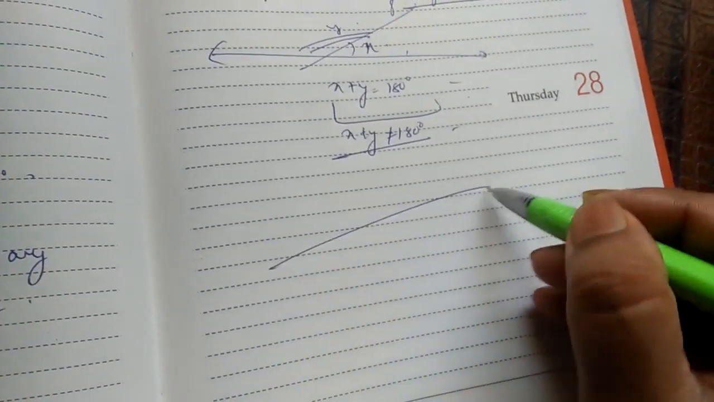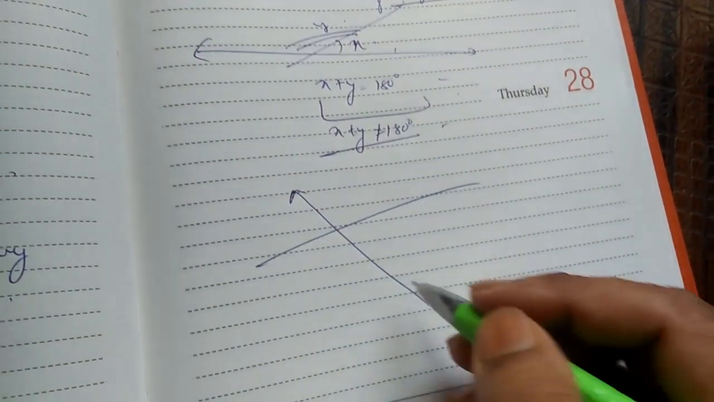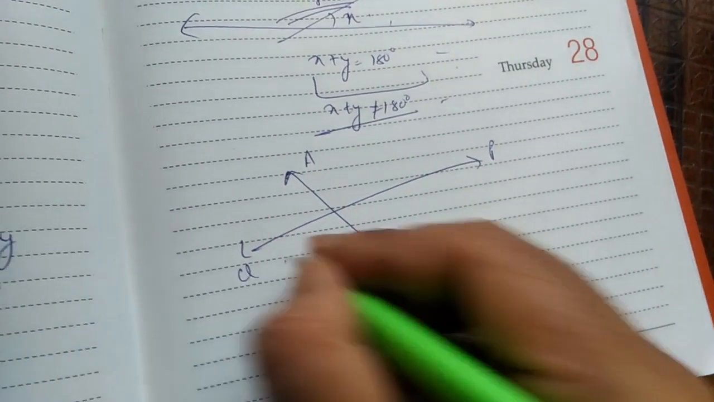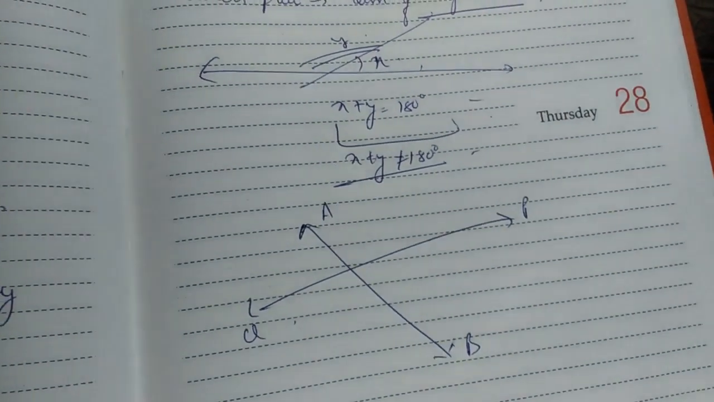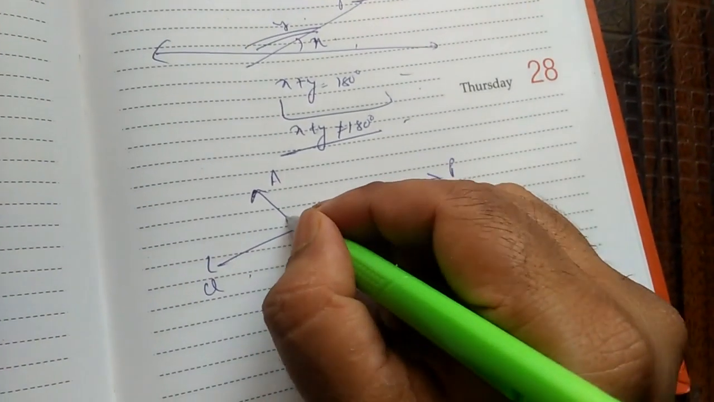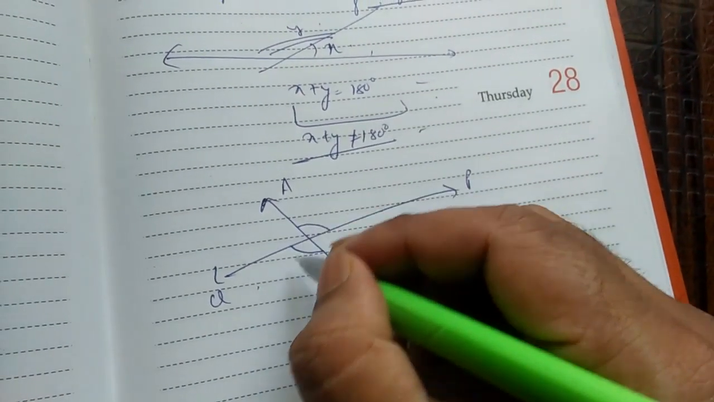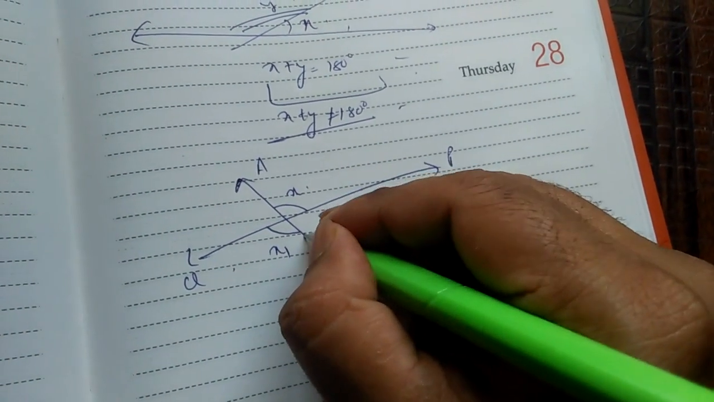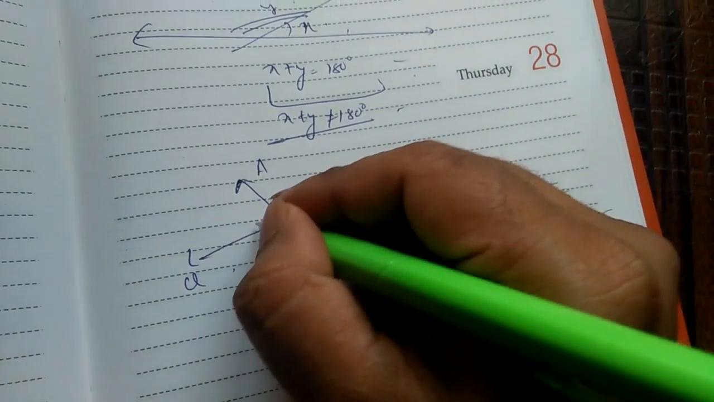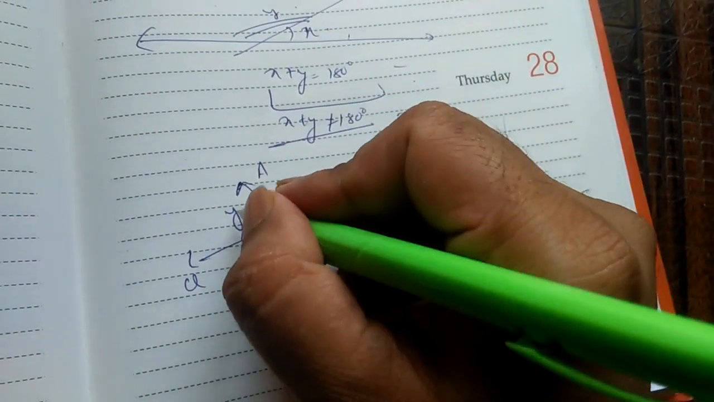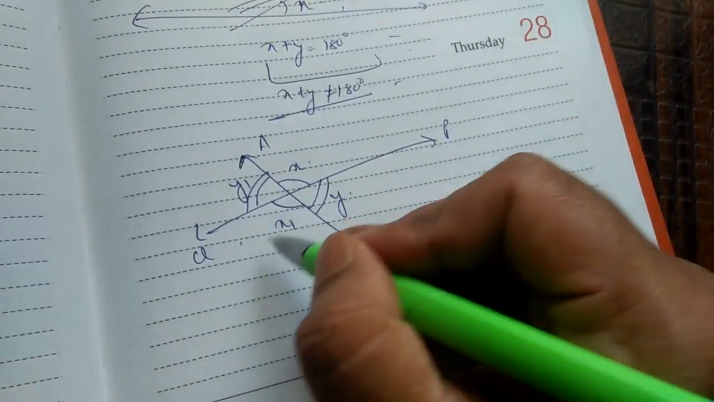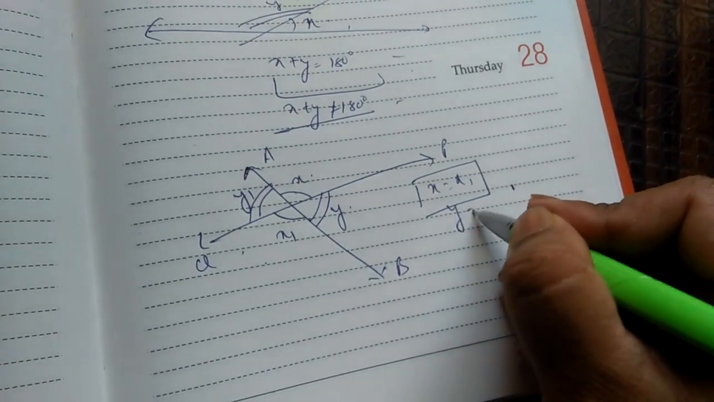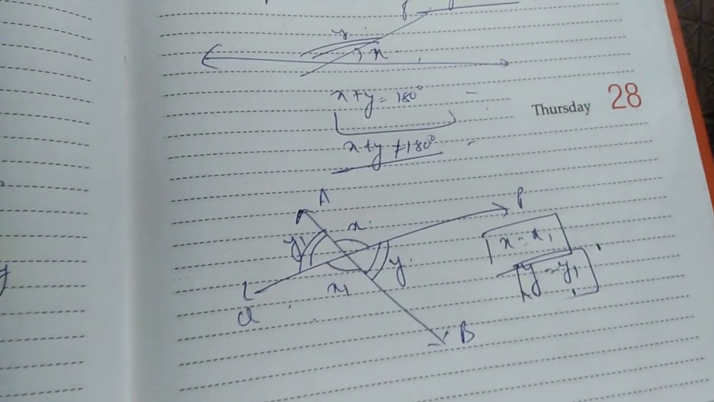Okay, so let's say these are two lines AB, this is PQ. So this particular angle is directly opposite to this particular angle. Let's say this is X, this is X1. This particular angle Y is directly opposite to Y1. So every time X will be equal to X1 and Y is equal to Y1. These are called vertically opposite angles.